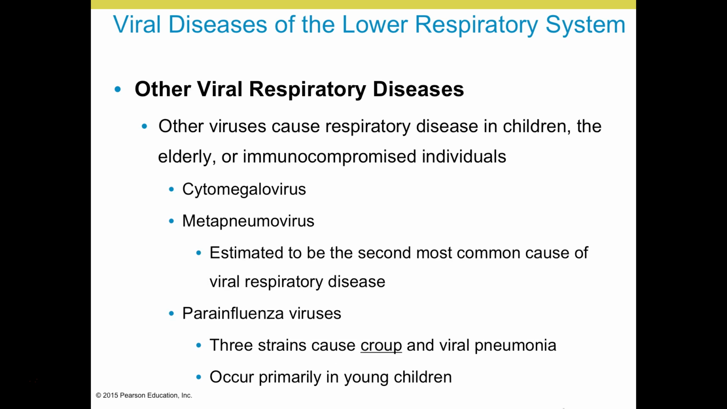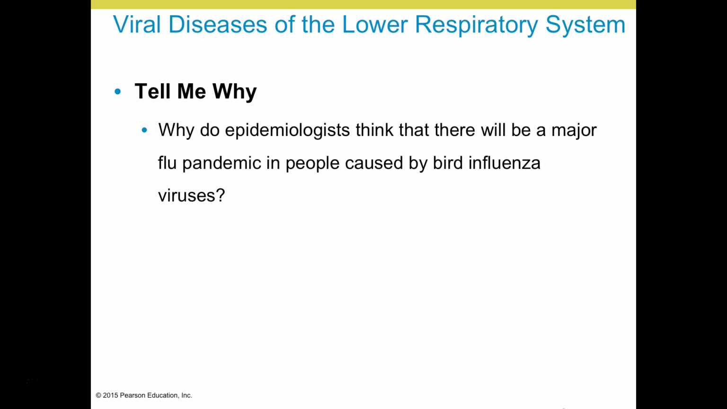CMV virus and the metapneumovirus, these are the second most common cause of the viral respiratory disease, okay? And then you have the parainfluenza virus. It has 3 strains, and they are the ones that cause croup. And croup, of course, occurs only in young children. Tell me why.